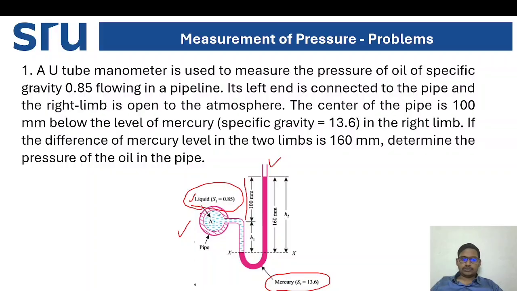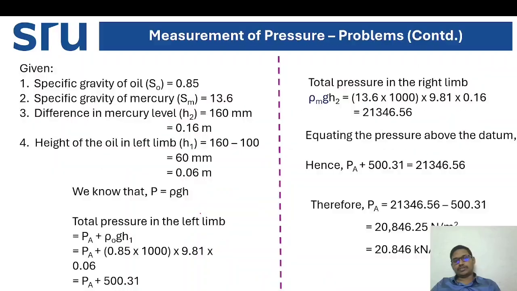So here clearly you observe there is a pipe. What is with respect to pipe? Another one with respect to open atmosphere, and they have given H1 and H2. The left side is called liquid and the right side is called mercury, and the difference between the two limbs is 160. The center of the pipe is 100 mm. I will try to solve this.